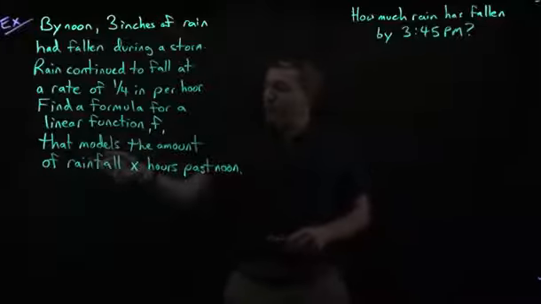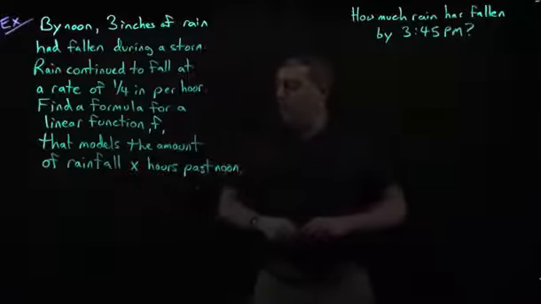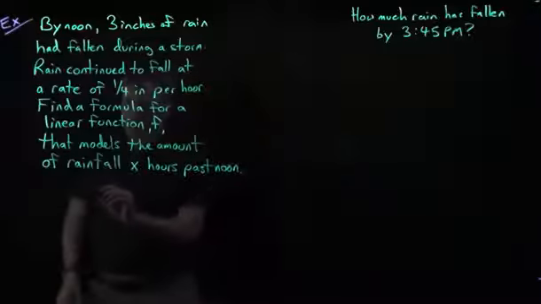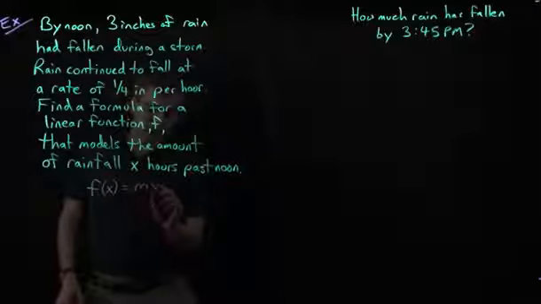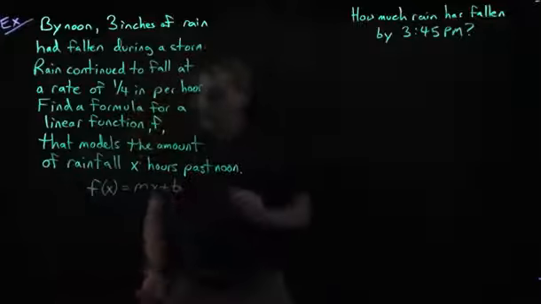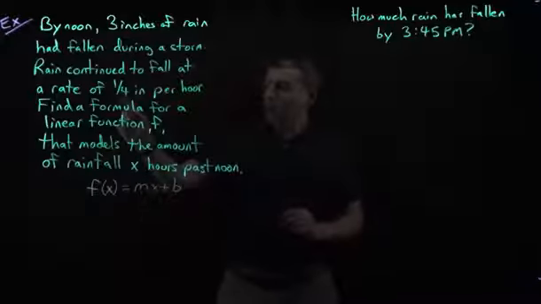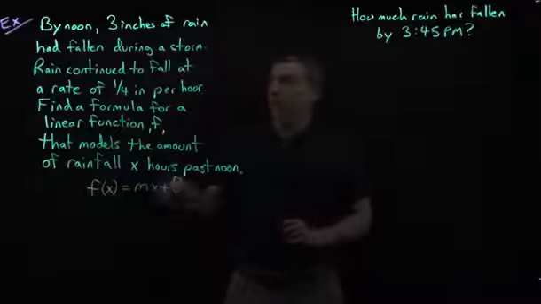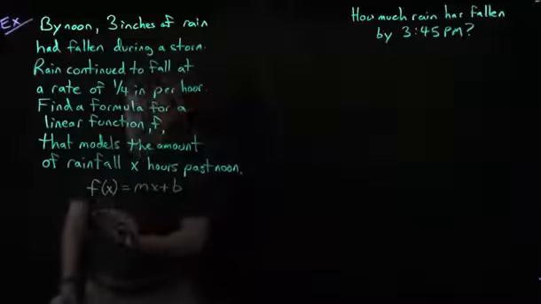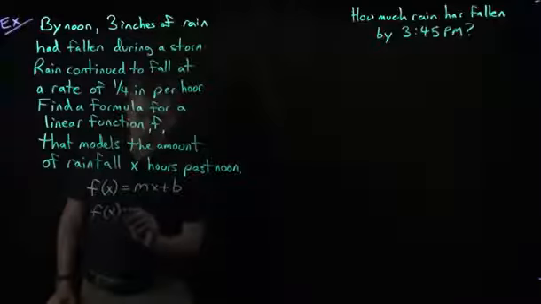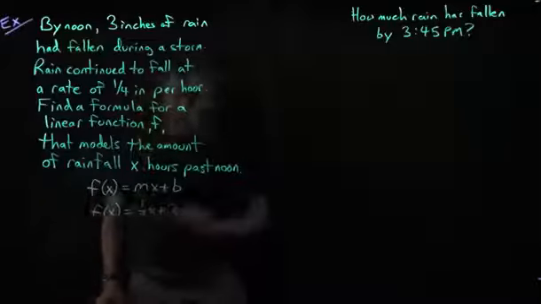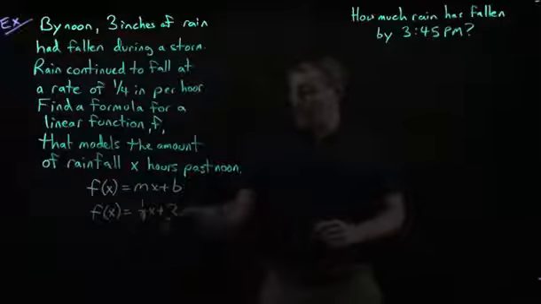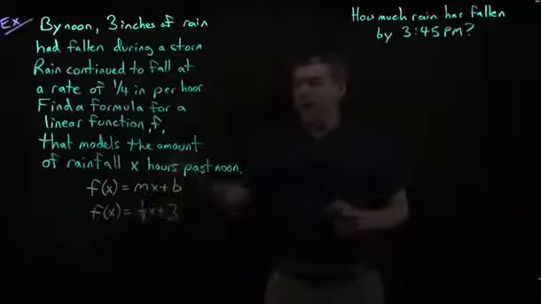So we can write down this linear function, which will have the form f of x equals mx plus b. The m will be the 1/4, and the b will be 3. So the linear function should be f of x equals 1/4 x plus 3. All right, and now we can use this to talk about this situation.